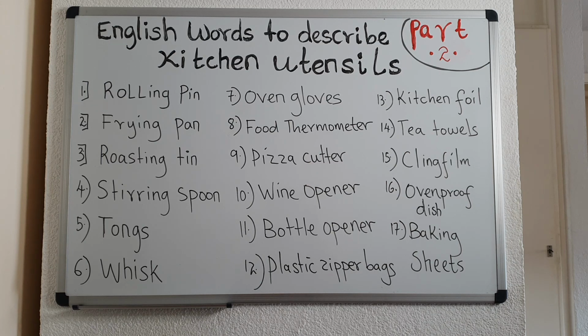And after that, you place that baking tray inside the oven. So the idea is that a baking sheet is supposed to make sure that your cake or cookies do not stick on the baking tray. Okay? Baking sheets.